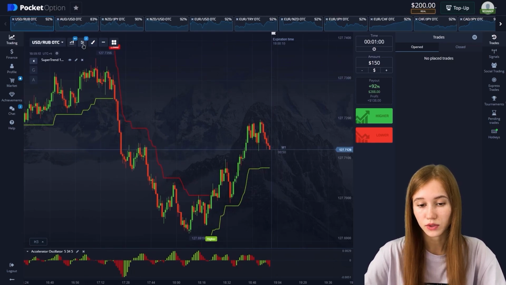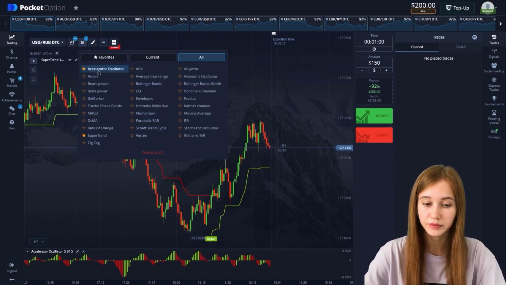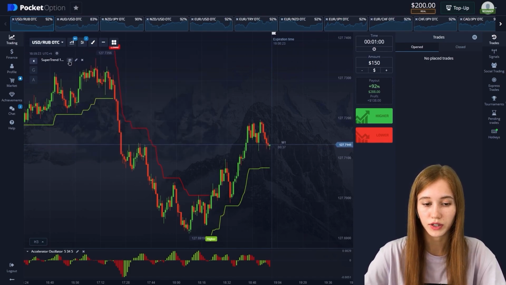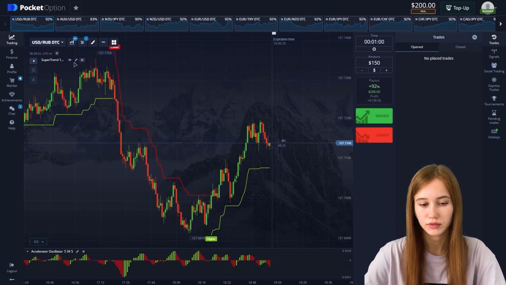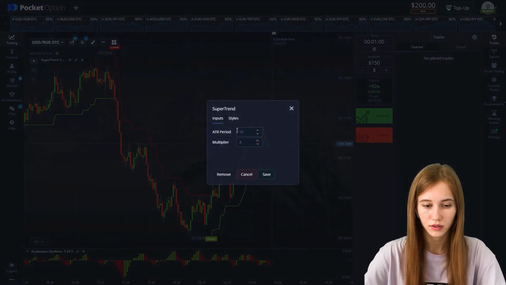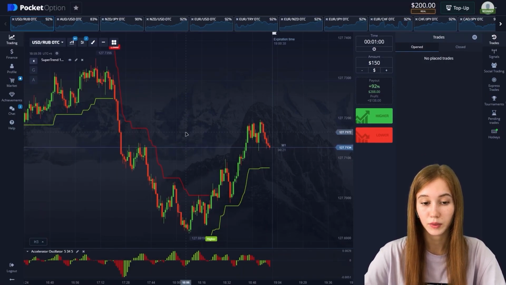Today we'll use two good indicators. The first one is the oscillator. The second one is super trend. Let's talk about it. Super trend, I'll show you the settings. The settings are like this. Period 10, here 3, styles are like this. And let me tell you quickly now.